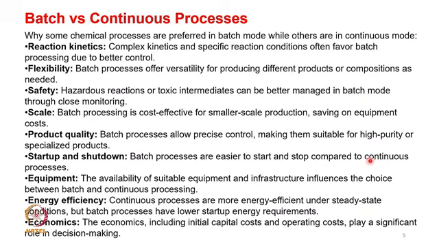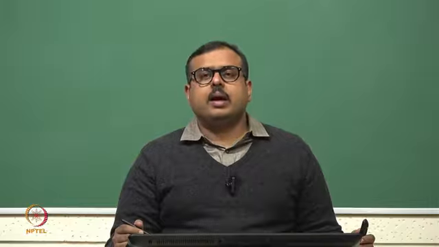So, considering that you have only one batch reactor and its associated ancillary equipments to deal with, batch processes are easier to start and stop because you don't have to run around the entire chemical plant. Your focus typically is limited to a batch process and its battery limits. And equipment and infrastructure also.